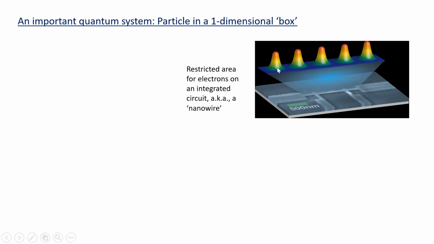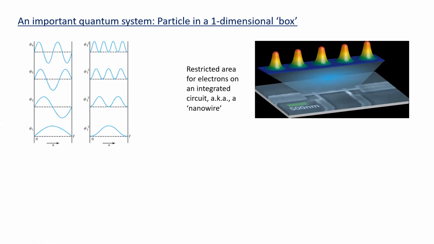And you can see represented here, nothing is actually fully one-dimensional in reality. This thing is very long and thin, but it's not a one-dimensional line. But these 5 humps represent the square of the wave function for the electron probability on this nanowire.